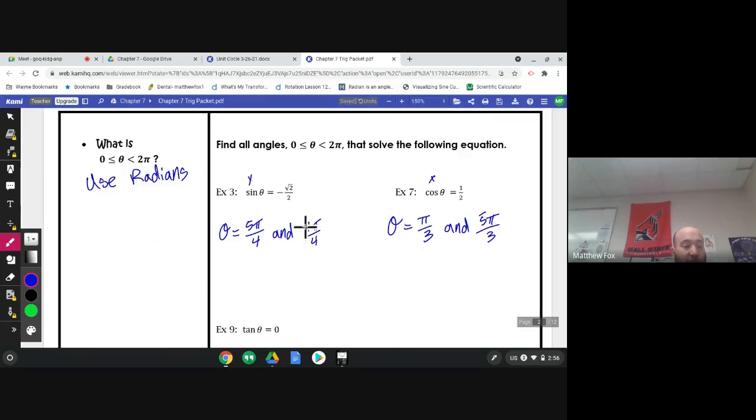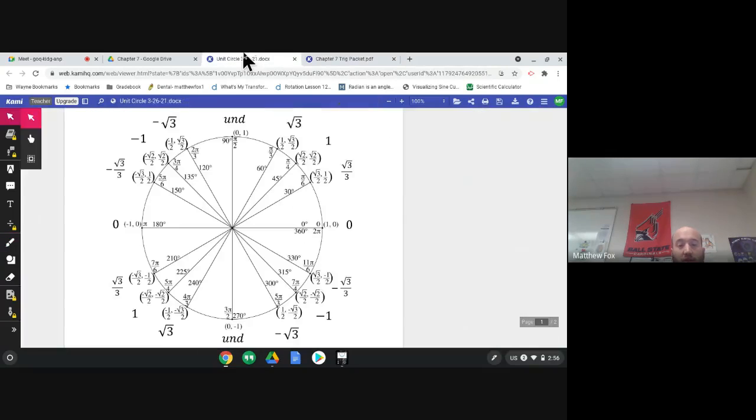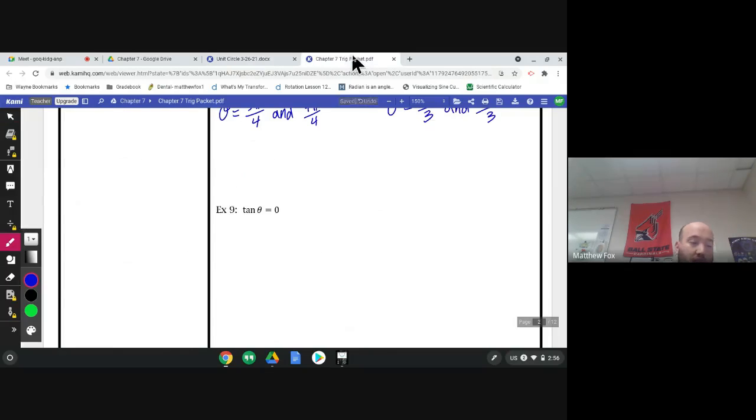All right, and our final one, the tangent of theta equals 0. So we look, the tangent of theta is going to be 0 here, and here's a 0, here's a 0. Still 180 degrees apart. If you want to think of it in radians, that'd be pi radians apart, because that's half of a circle. So at 0 and at pi. Those are our two answers. So theta equals 0 radians and pi radians.